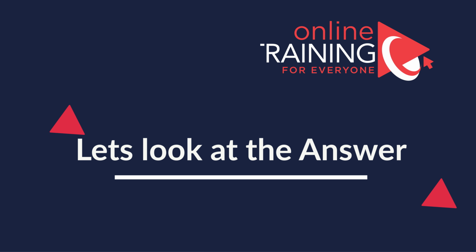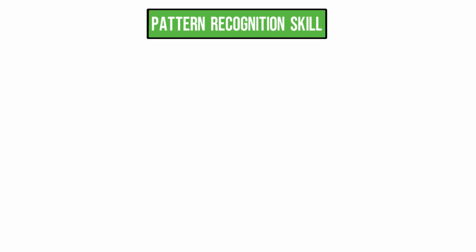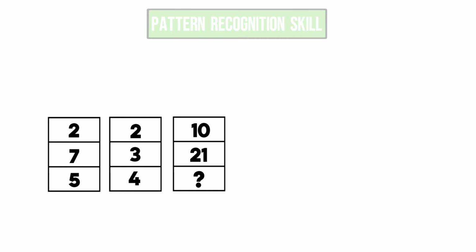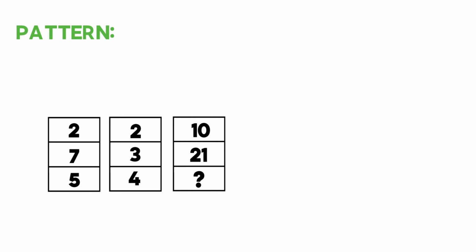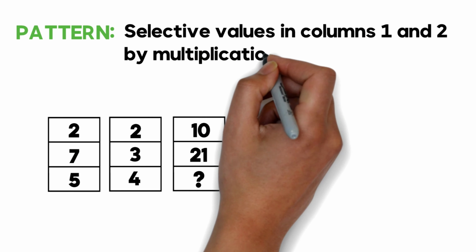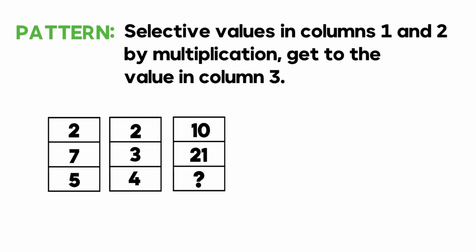Let's continue to see how we can get to the correct solution together. The most important skill to solve these types of problems is pattern recognition skill. To recognize the pattern, you need to look closely into each column. Selective values in columns 1 and 2 by multiplication get to the value in column 3, and this is our pattern. Let's take a closer look at the values that are already present.